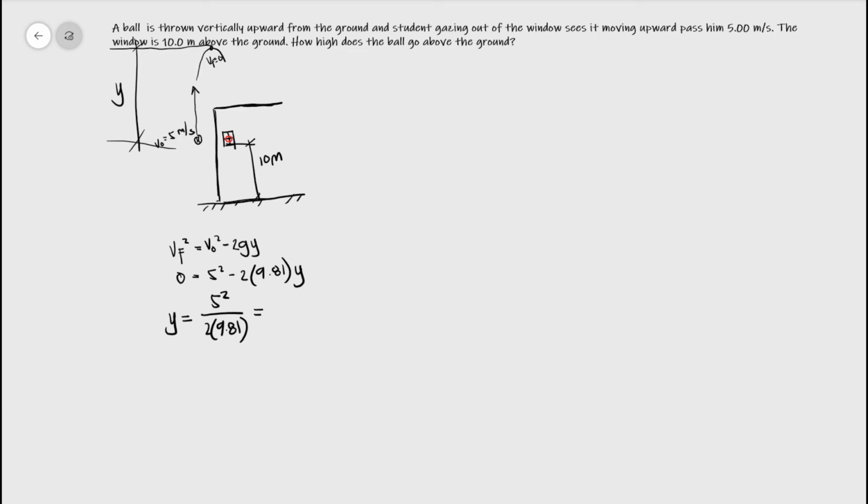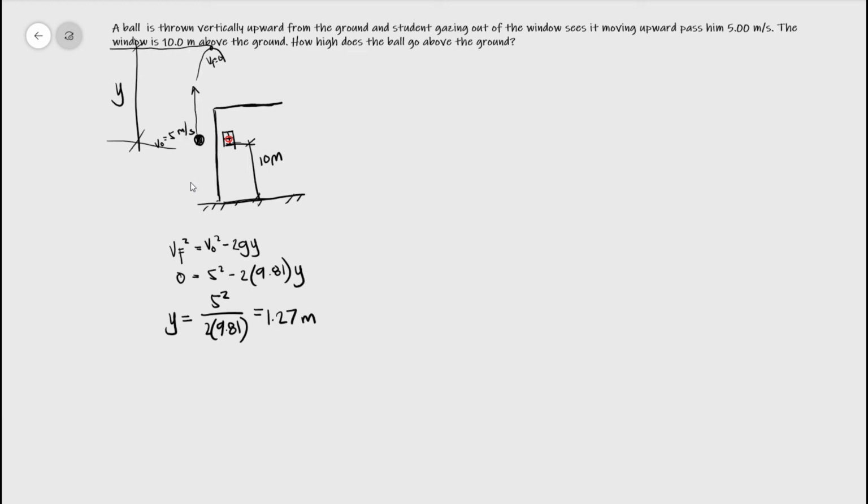The height traveled by the ball from this point is 1.27 meters, but here we are looking for the height the ball traveled from the ground. Since the height of the window is 10 meters, and the boy saw the ball at a height of 10 meters, therefore the ball traveled from the ground by what?